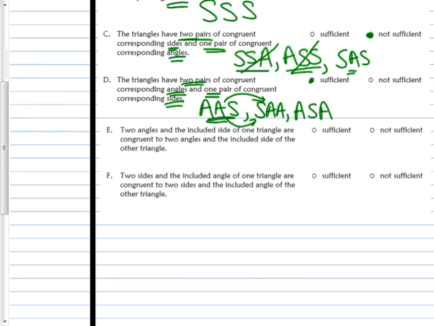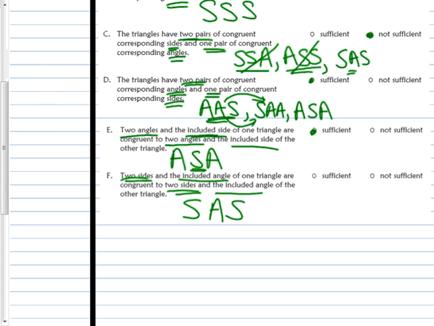We have two more. Letter E says two angles and the included side of one triangle are congruent to two angles and the included side of another. So the important word here is included. So two angles and the included side, two angles and the included side as well. So that would be A, S, A, because that included side means S is in the middle. Is that enough information? Yes, it is. Last one, two sides and the included angle congruent to two sides and the included angle. So side, side, the included angle. Is that enough information? Yes, it is.